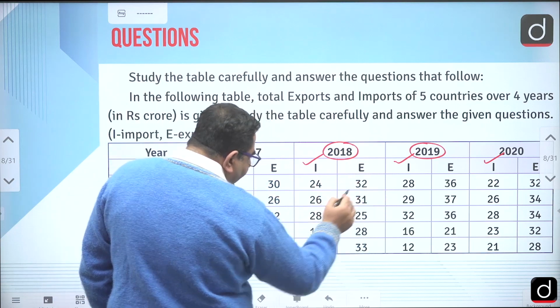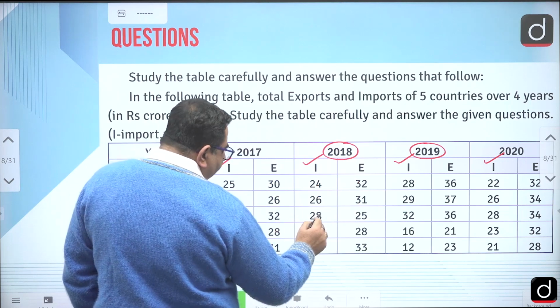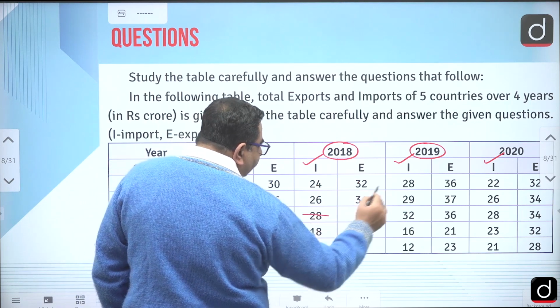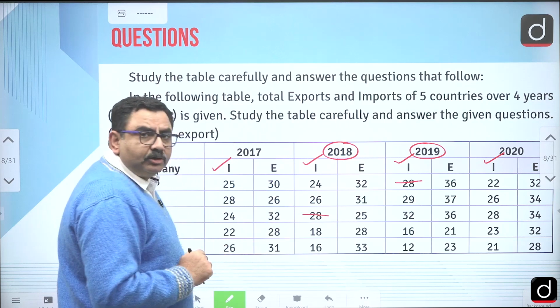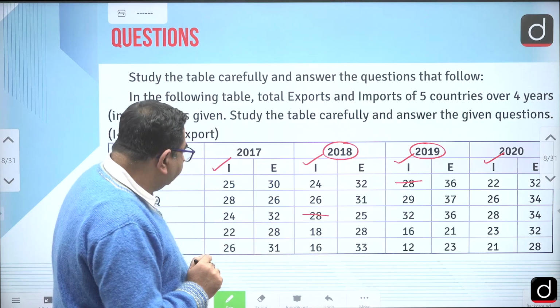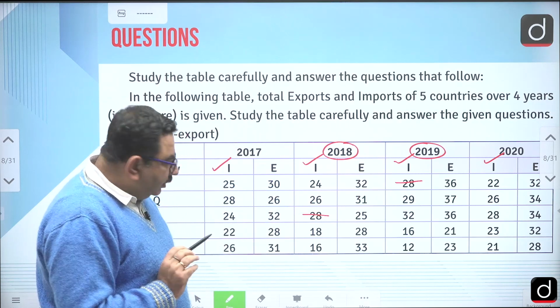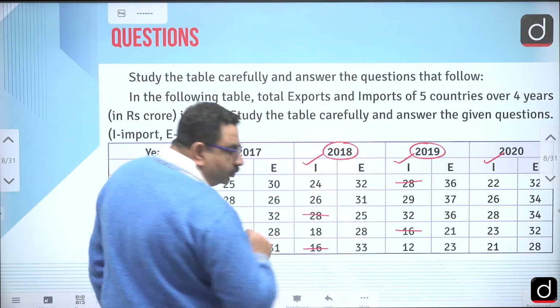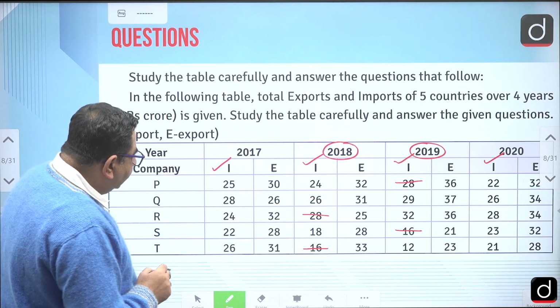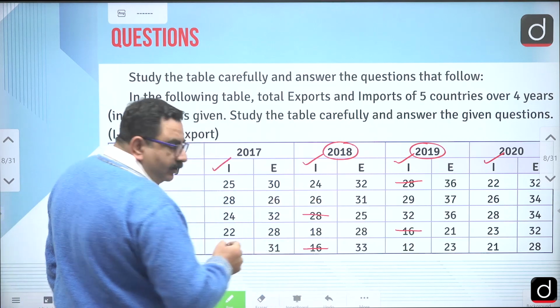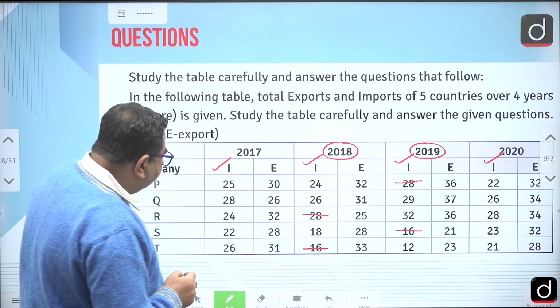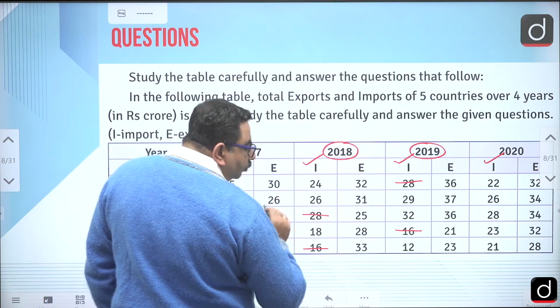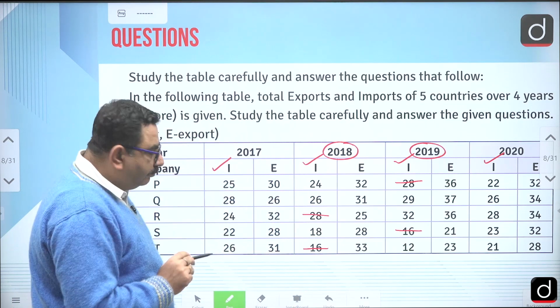If you observe the table, can I say this 28 is here, 28 is here, we can cancel because we have to find which sum is minimum. So 28 is common. Any other number common? This is 16, 16 also we can cancel, right? Rest of the numbers we can check, and then we can see whose sum is coming out to be minimum.